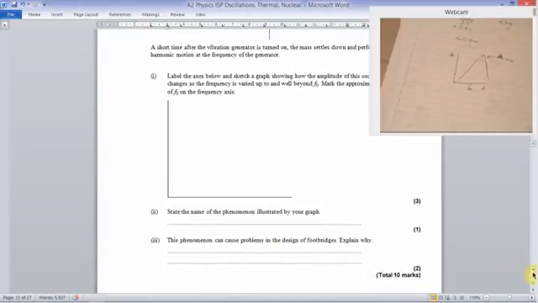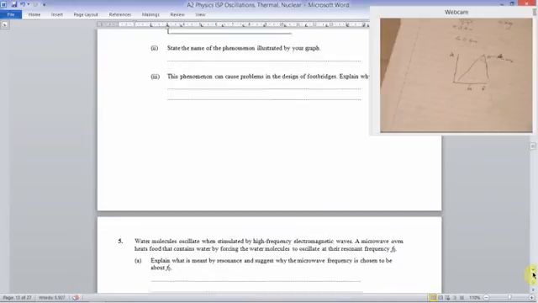Right, state the name of the phenomenon illustrated by the graph. Resonance. This phenomenon can cause problems in the design of footbridges. Explain why. What I just mentioned in the last couple of questions. If there's wind blowing or if people walk on it, it could force it to vibrate, and that resonance could cause large or violent oscillations on the bridge. Okay, large, dangerous, violent oscillations on the bridge.